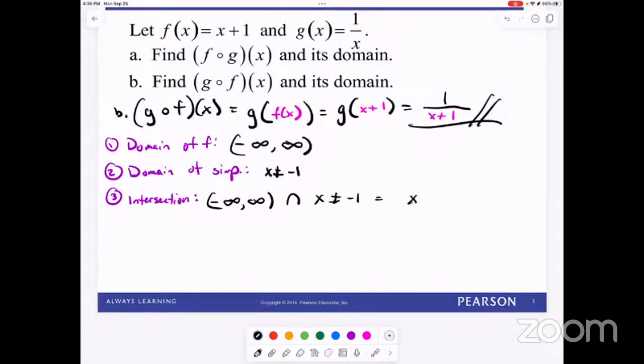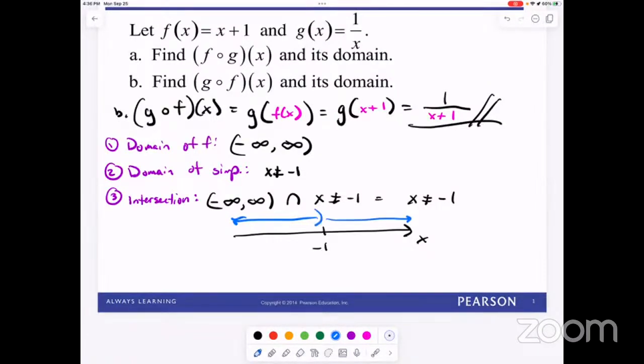Okay. And so if we were looking at that graphically, say our positive x is in this direction, say here's our -1, right? If we want everything except -1, that means we're talking about everything to the left of -1, everything to the right of -1. But because we do not want to include -1, we use parentheses.